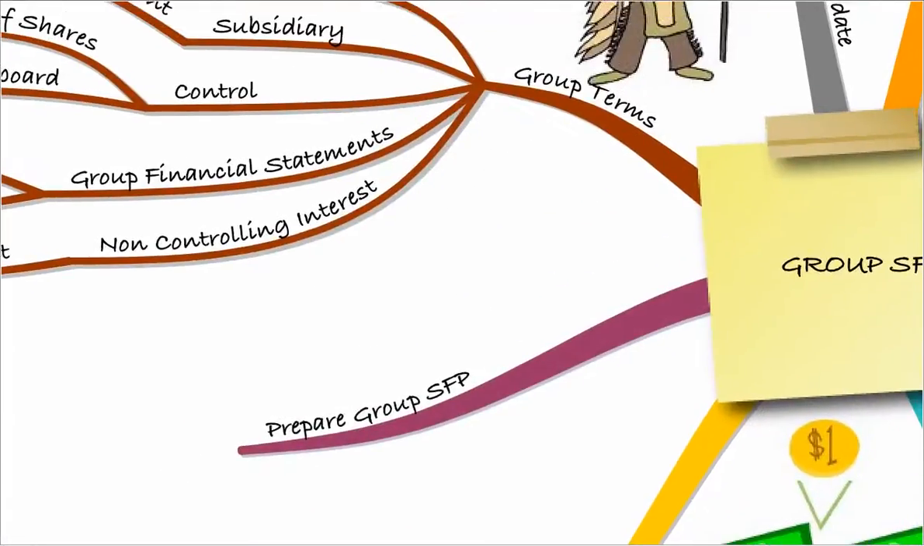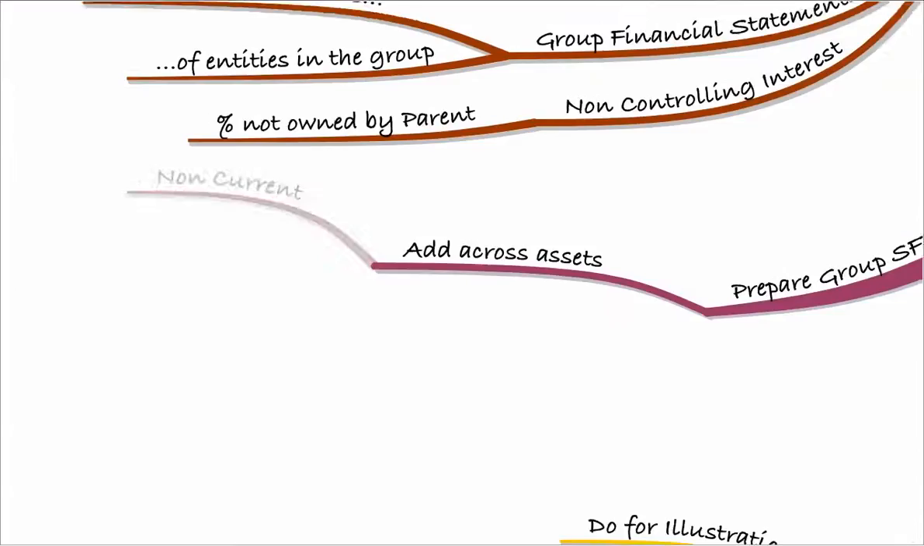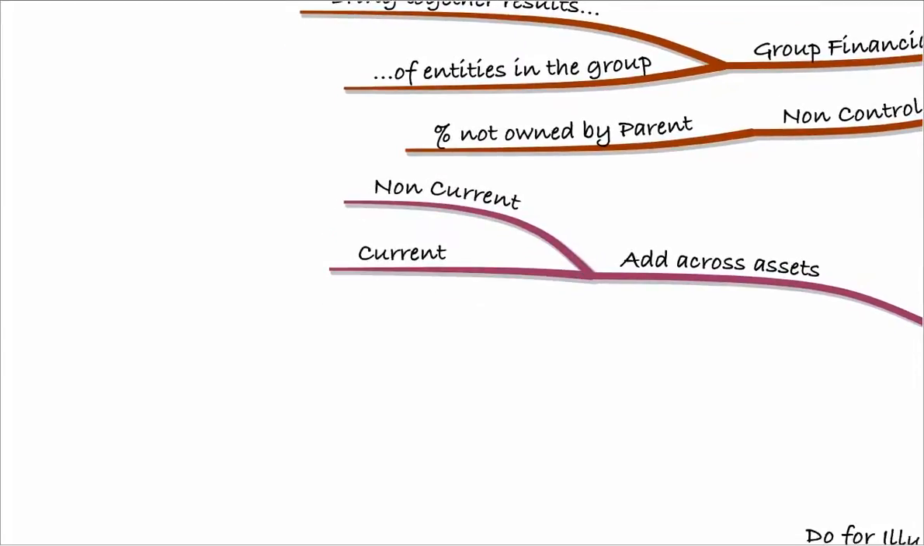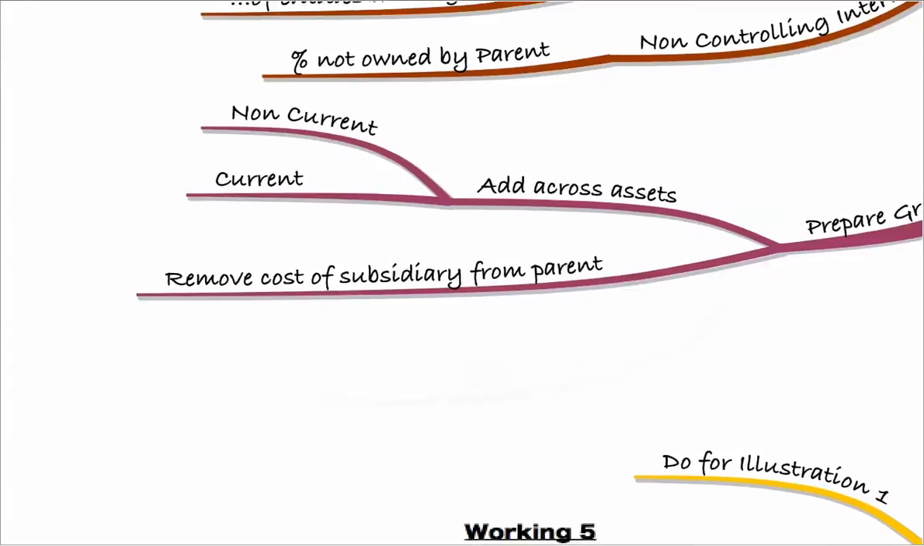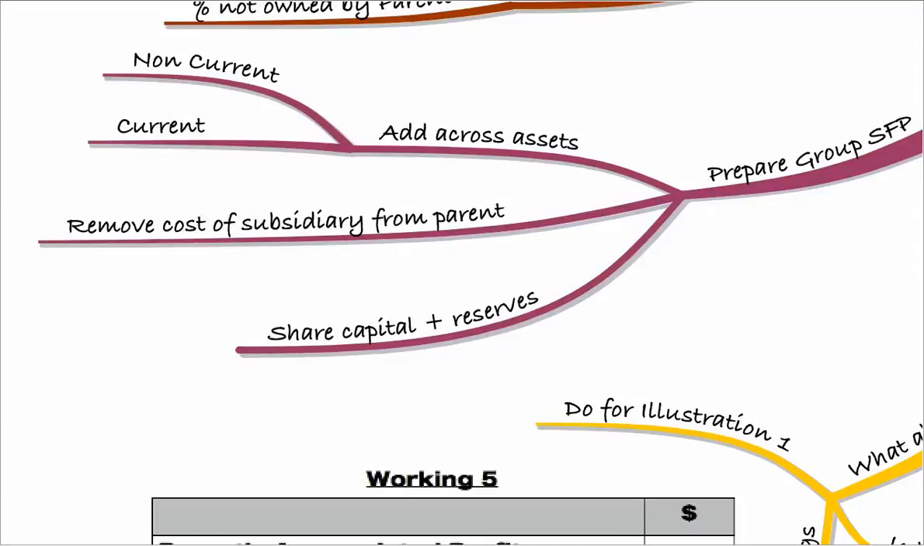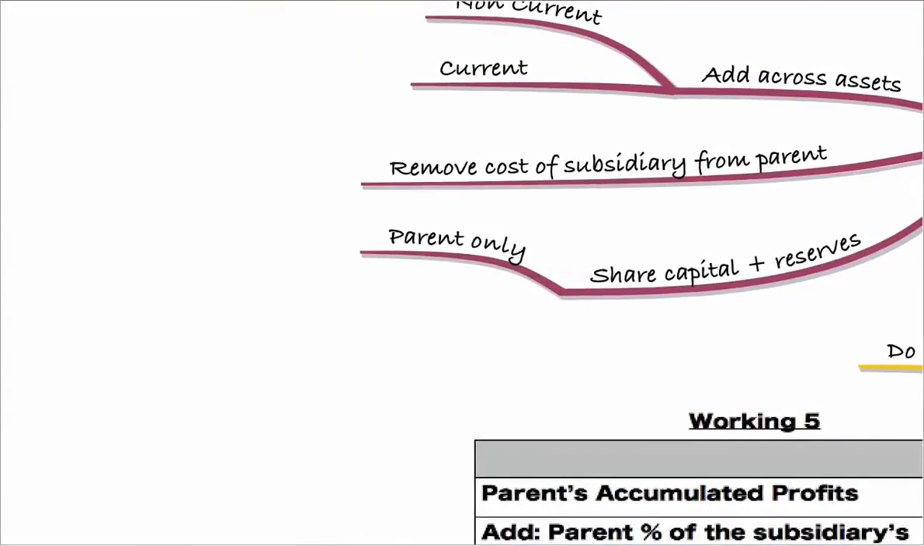Lastly then, we prepared the group statement of financial position. Very simple process. Add across the assets, non-current and current. Add across them all. Even if we bought 50% of the sub, that still gives us control of their assets. So we add in all of the subsidiary assets, regardless of the percentage, as long as it's over 50%. We remove the cost of the subsidiary from the parent. We actually share that out in our working 3, so that's done. The share capital, well, we use the parent's share capital only, and we get our retained earnings from working 5.